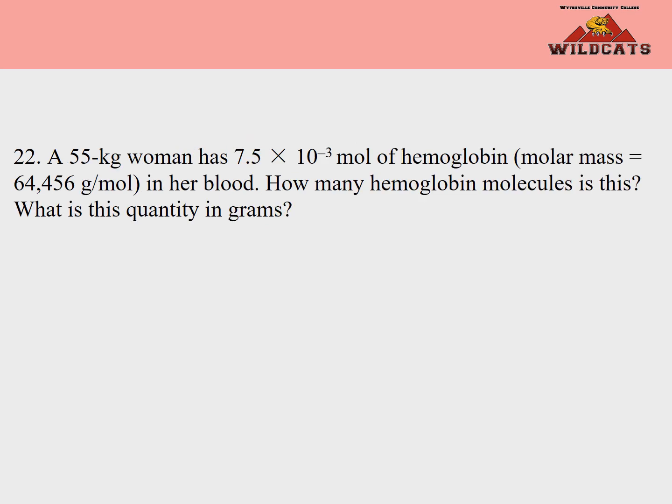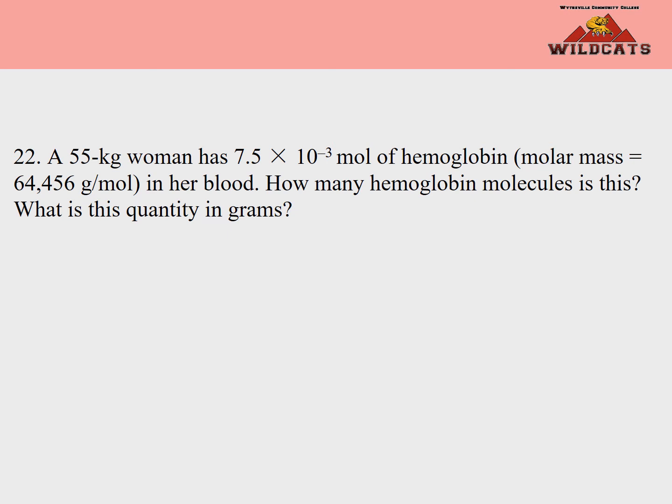So now we've got a 55 kilogram woman, about 110 pounds, and probably about 120 pounds. She has 7.5 times 10 to the minus third moles of hemoglobin. We already give you, that's a big, huge molecule. Look at that, 64,000 grams per mole in her blood. How many hemoglobin molecules is this, and what is this quantity in grams?